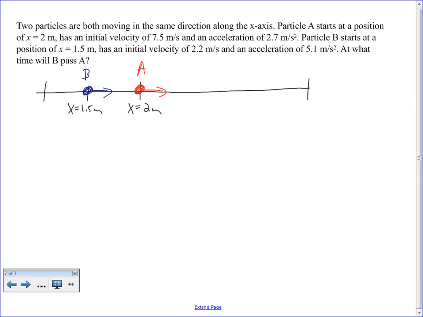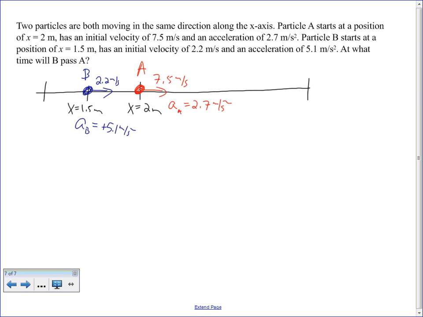We're told that object A, again, starts at a position of 2 meters, and it has an initial velocity of 7.5 meters per second, and it has an acceleration of 2.7 meters per second squared. Particle B starts behind it at 1.5 meters. It's starting at 2.2 meters per second, but it has a larger acceleration. The acceleration of particle B is positive 5.1 meters per second squared.